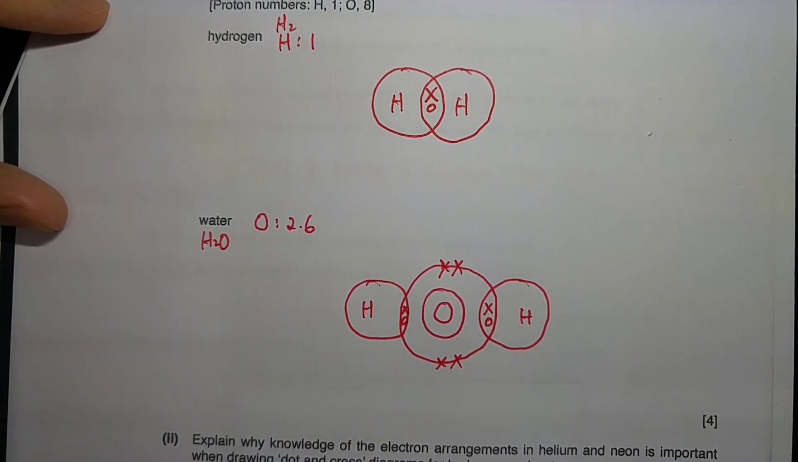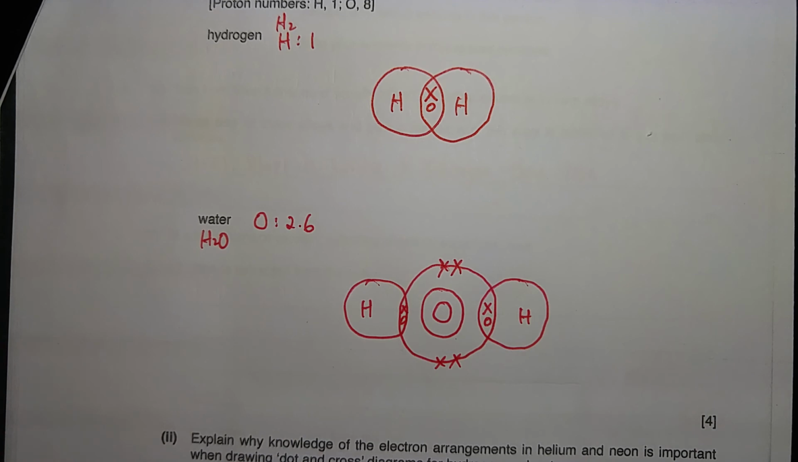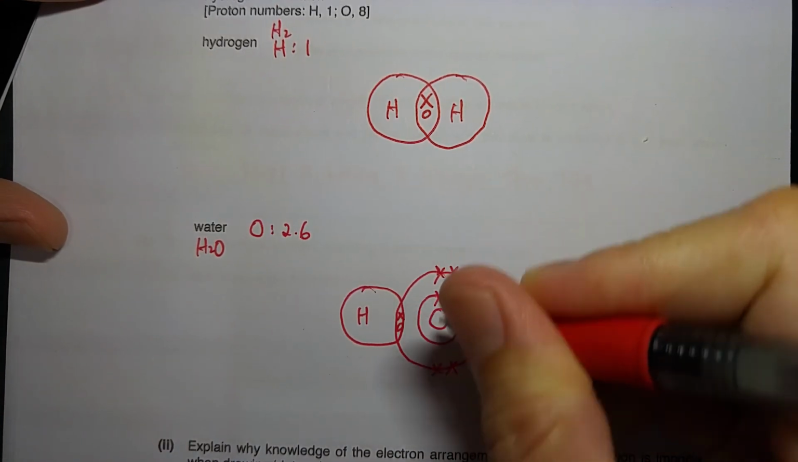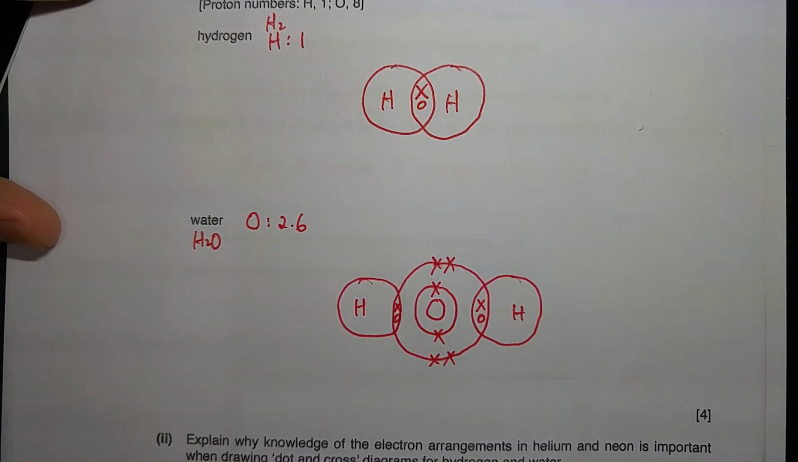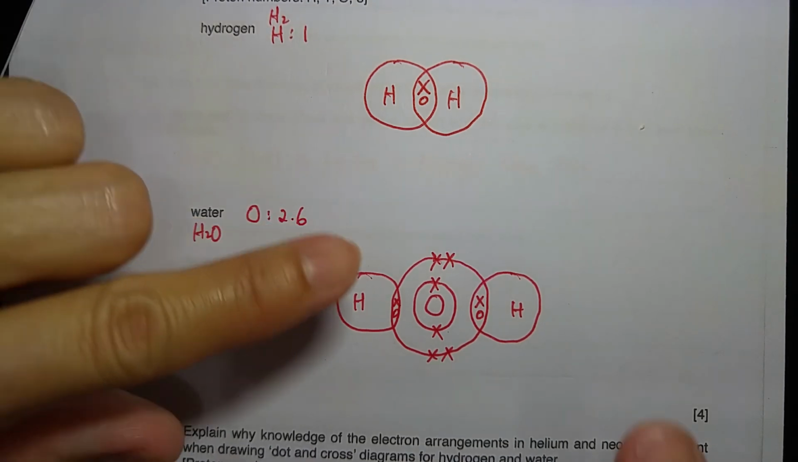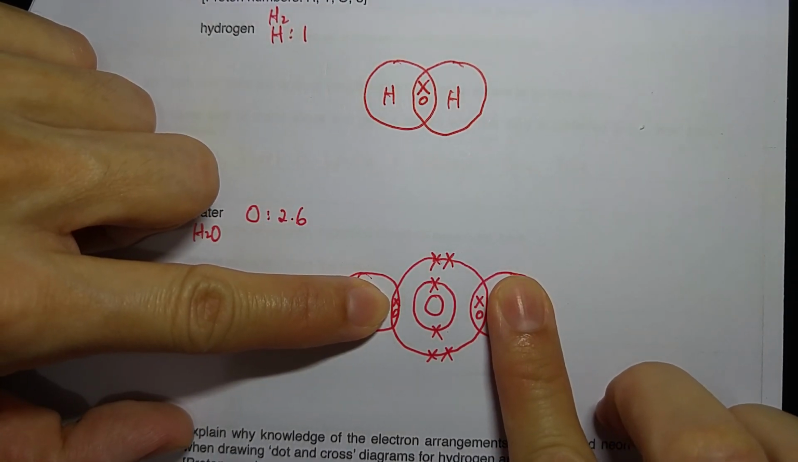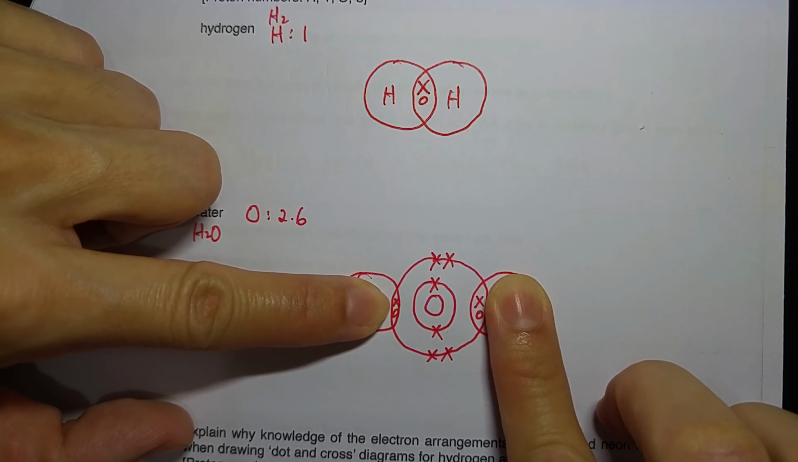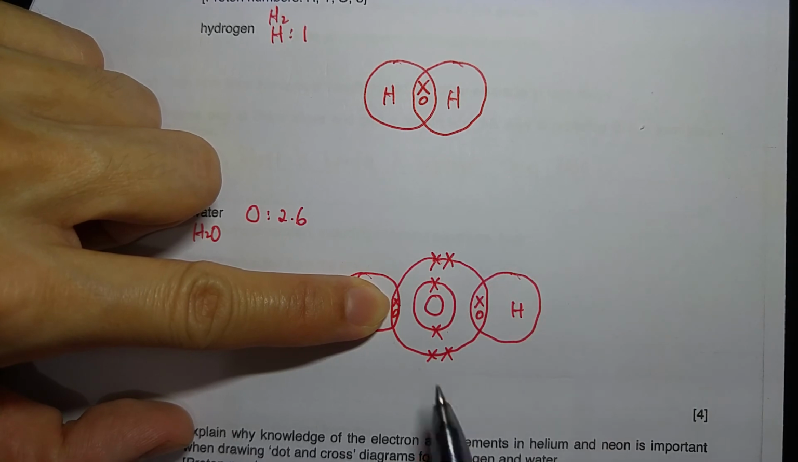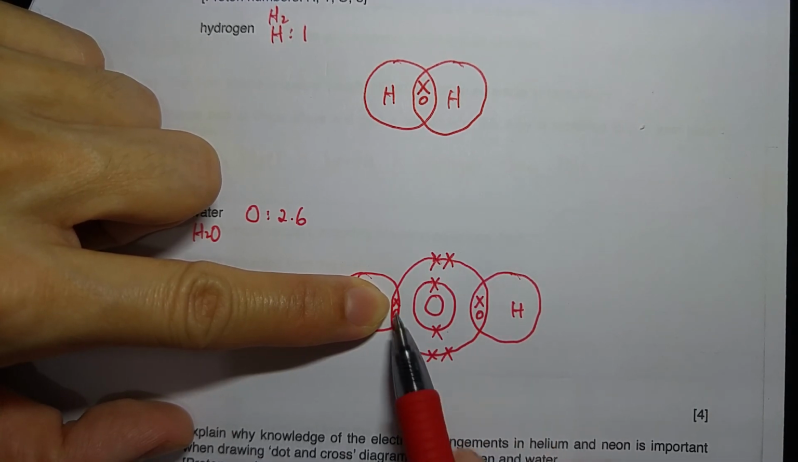Okay, so after you have drawn the dot and cross diagram, the inner shell must have another 2. You must double check. How do you double check? You must cover the hydrogen and only look at the oxygen. Is oxygen 2,8? Because after sharing electrons, it must be stable. Is it 2,8? 1, 2, 3, 4, 5, 6, 7, 8.